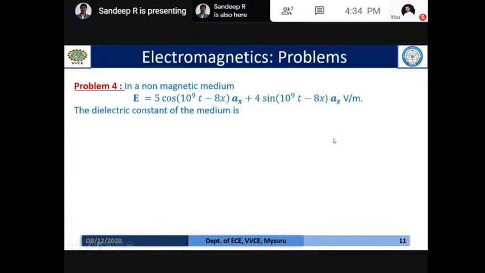Next question. In a non-magnetic medium, vector E is given. This is the expression for a uniform plane wave, so it will be in terms of sine, cos or e power form. Vector E is equal to 5 cos of (10 power 9 t minus 8x) ax cap plus 4 sine of (10 power 9 t minus 8x) az cap volts per meter. You have to find the dielectric constant of the medium. The options are 3.39, 1.84, 5.76 and 2.4.